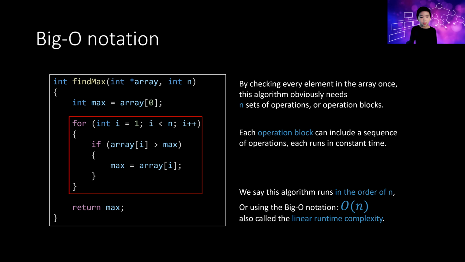So we can say that this algorithm runs in the order of n. Mathematically, we use the big O notation to describe it. We represent this as O parentheses n, or we simply call it On. This is also called the linear runtime complexity.